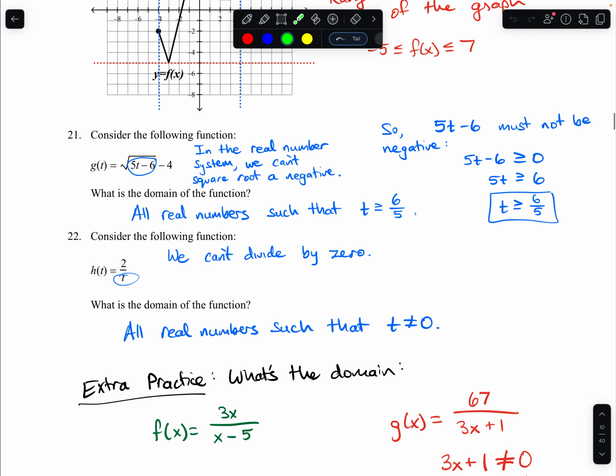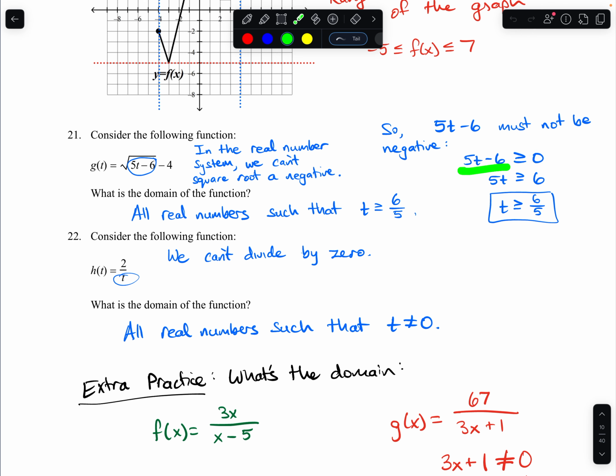Number 21, this is a domain question. There are two domain issues that you should be aware of. The first thing is that in the real number system, we cannot square root a negative number. So anytime you see a square root symbol, I don't care about this minus 4 at all. It's not in the square root. But the thing in the square root, the radicand, 5t minus 6, cannot be negative. And the math symbol version of that statement is saying that it could be greater than 0 because that would mean it's positive, and that's not negative. Or it could be equal to 0 because that would mean it's 0, and 0 is also not negative.